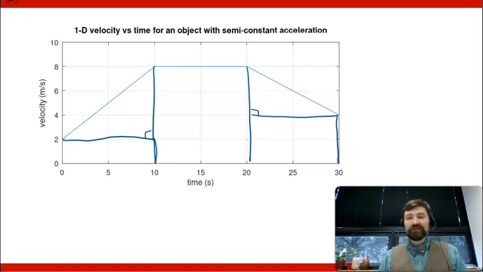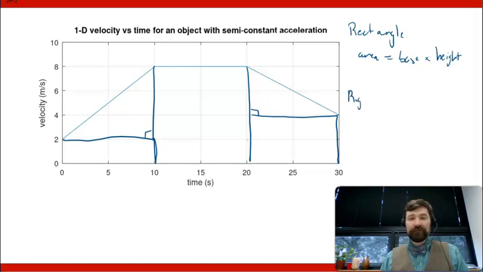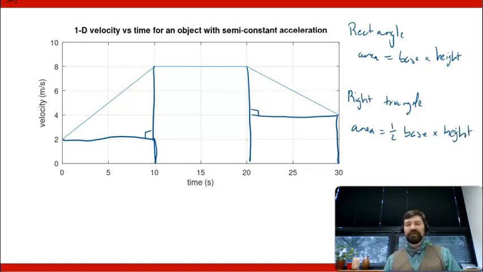So rectangle, you know, the area is just base times height. And for a right triangle, your area ends up being half of base times height. Okay, and so making this shape into rectangles and right triangles allows you to find the area fairly simply.